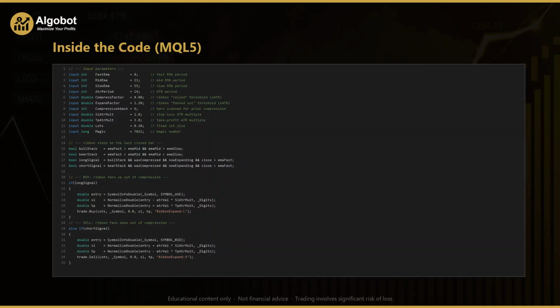Let's read the actual MetaTrader 5 code on screen, just as you'd see it in the MetaEditor. At the top, we have the input parameters: FastEMA, MidEMA, and SlowEMA set the 3 ribbon periods, 8, 21, and 55 by default. ATRPeriod is the average true range length. CompressFactor and ExpandFactor define how tight the coil must have been and how wide the expansion must be, both measured in multiples of that range. CompressLookback is how many bars back the strategy scans for that prior squeeze. SlAtrMult and TpAtrMult set the stop loss and take profit distances, and Lots is the fixed position size.